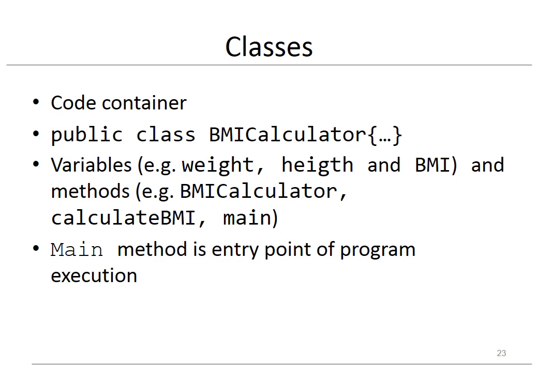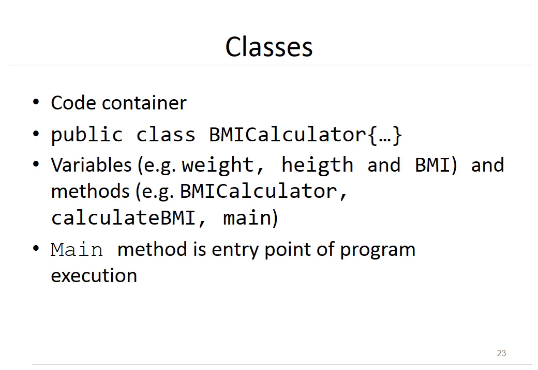A Java class is essentially a code container. A class definition starts with an access modifier, which is public in our case. This specifies where the class can be accessed from. We will discuss this in more detail in a later chapter. The access modifier is followed by the keyword class and the name of the class, which is BMI calculator in our case. A class definition is enclosed within brackets.